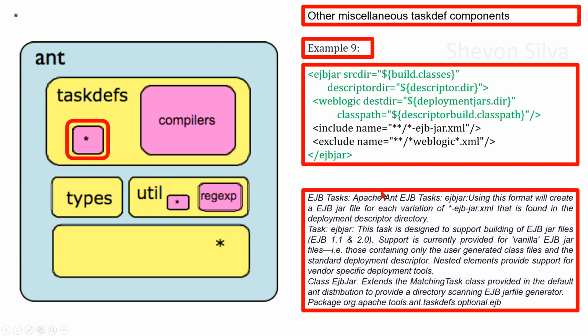This example shows EJB jar being used to generate deployment jars using the WebLogic EJB container. This example requires the naming standard to be used for deployment descriptors. Using this format, we'll create an EJB jar file for each variation of asterisk dash ejb dash jar.xml that is found in the deployment descriptor directory.